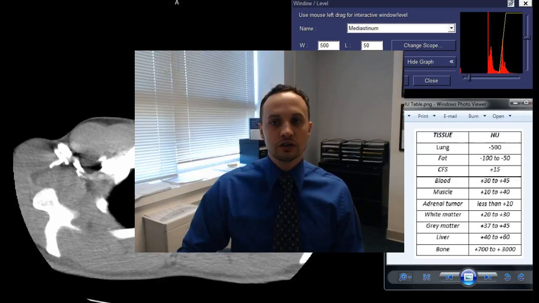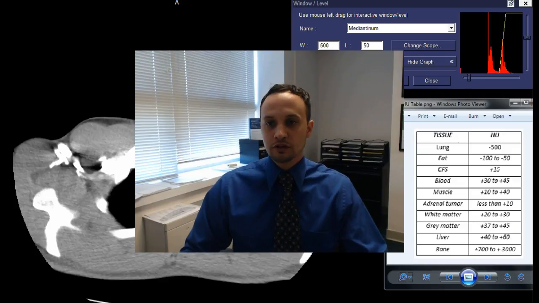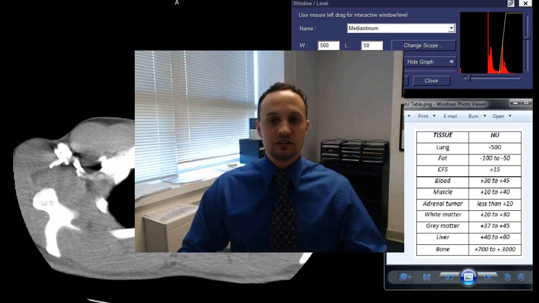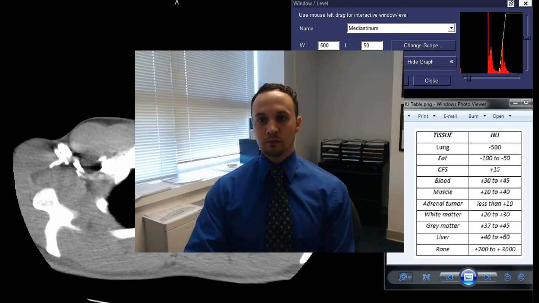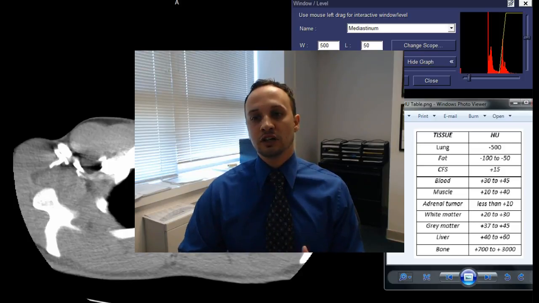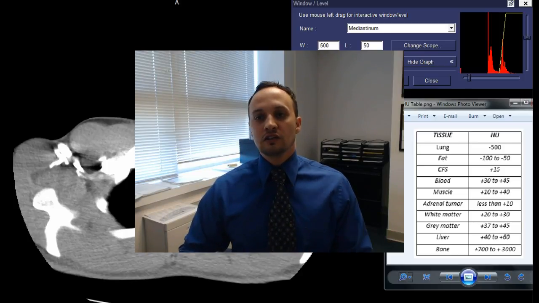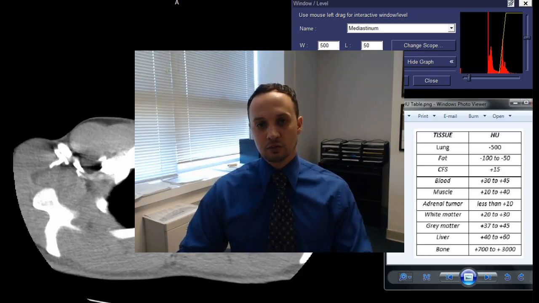So negative 500 corresponds roughly with the lung. And then you can see some of the tissues. For example, the heart is an example of a muscle, so it has a positive value associated with it. Keep this table in mind as we go through the manipulations that are going to take place within this video.